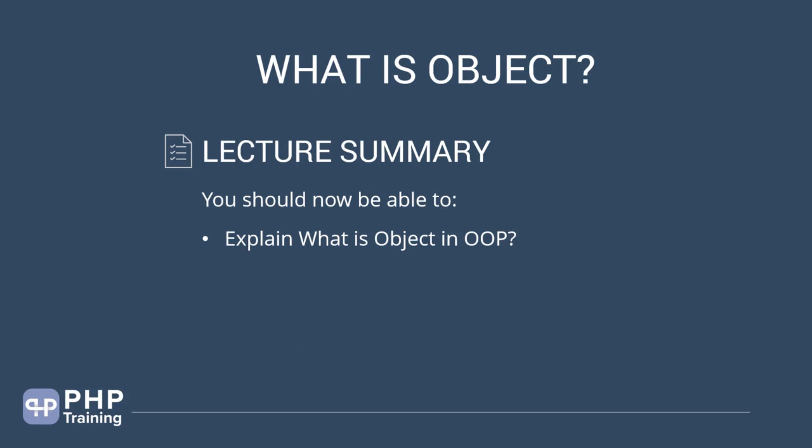So by now you should be able to understand what is object, what is the purpose of an object, how to define an object, how to access the property of a class via the object and how to call the method of a class via the object. We're going to write a program to see all these details, but conceptually you should be able to understand this now.